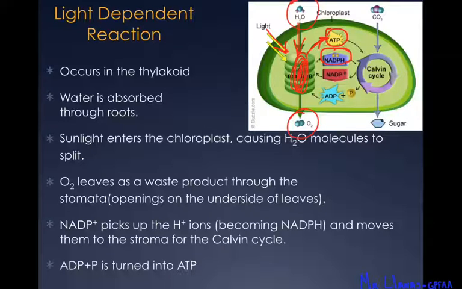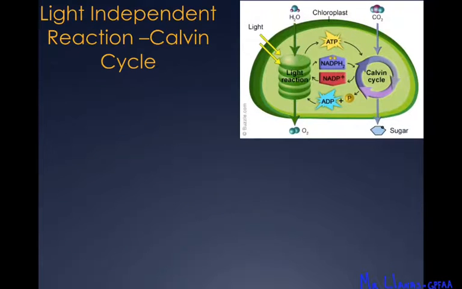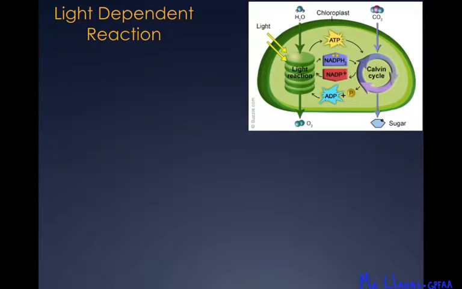Okay, but again, light dependent reaction only means that they require light in order for them to happen. And the reason they require light is because the water that's coming into the chloroplast needs to be split, and in order for it to be split, the light needs to come into the thylakoid so the O2 can leave the thylakoid or the chloroplast. Okay, all right, so that's light dependent.